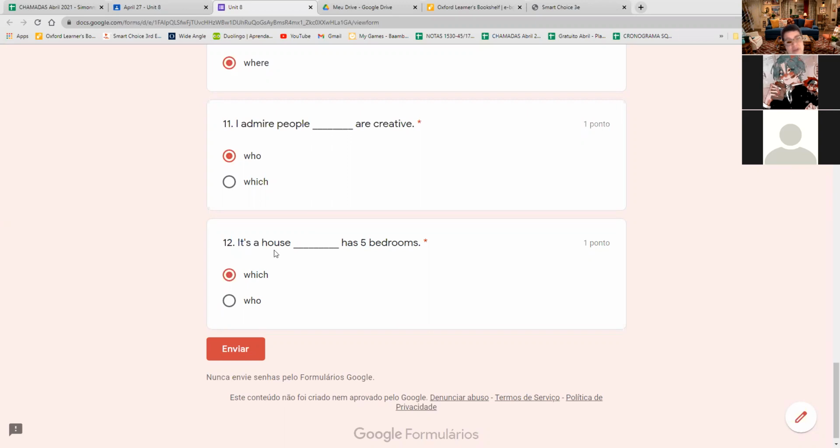House. Very good. It's a house. It's not a person. I'm not talking about a person or people. I'm talking about an object, a thing, a house, right? So it's a house which has 5 bedrooms.